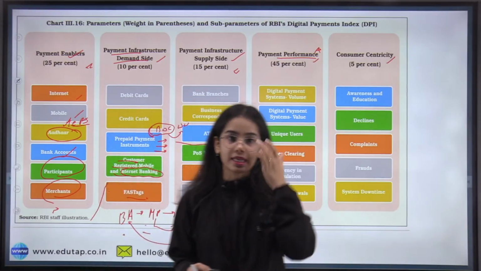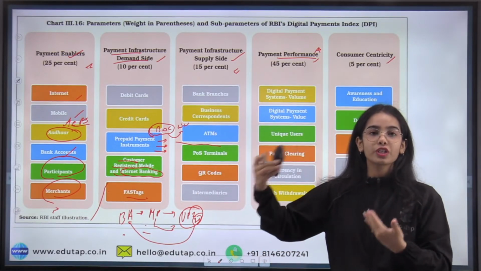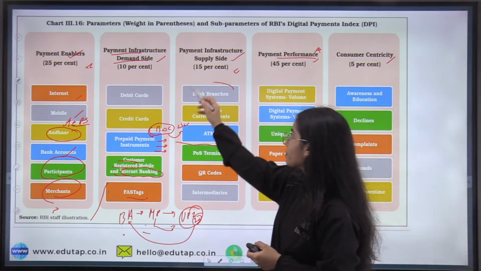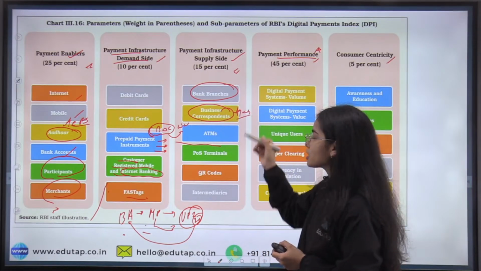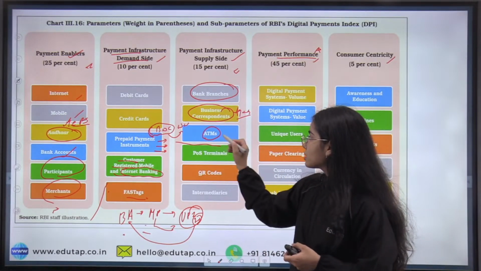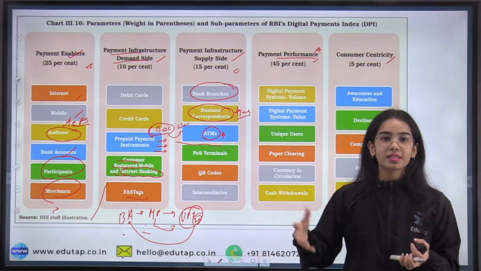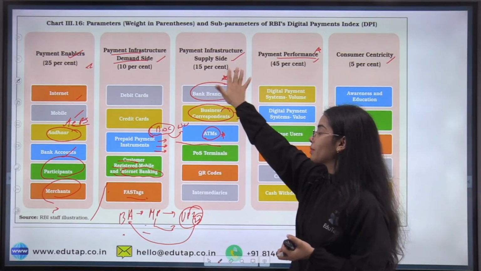Now coming to the supply side: who is providing, or what is the infrastructure through which we are getting the digital payment services? Branches are required. Business correspondents are the agents of the banks, or the extended arms of the banks. ATMs are also there, through which we can do balance inquiry and also take out money. So this is the payment infrastructure on the supply side.